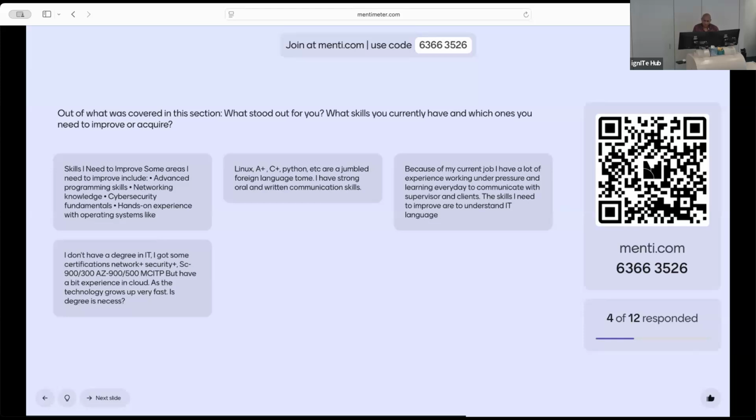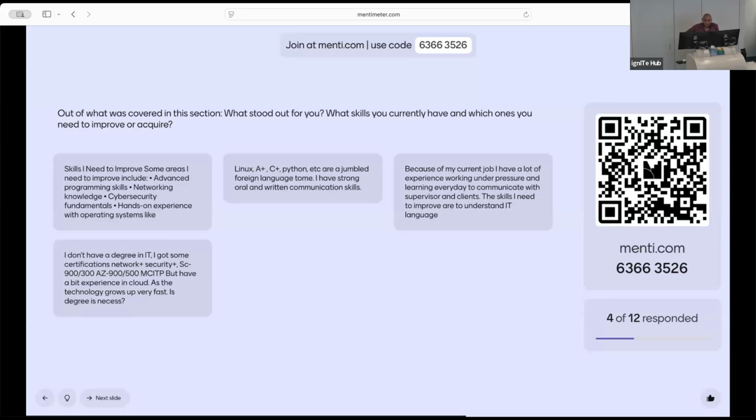So I don't have a degree in IT. I got some certifications, Network Plus, Security Plus. But I have a big experience in cloud, as technology grows very fast. So that's a very good question, because you already have good knowledge and a couple of good certifications. So do you need a degree?